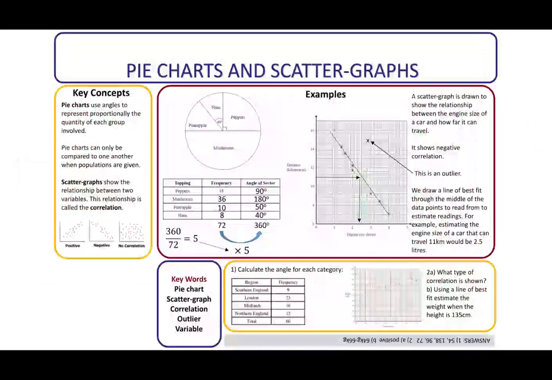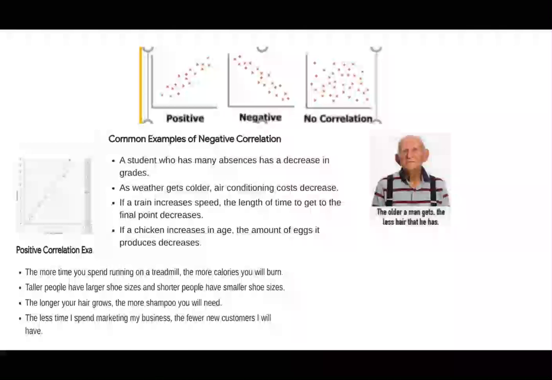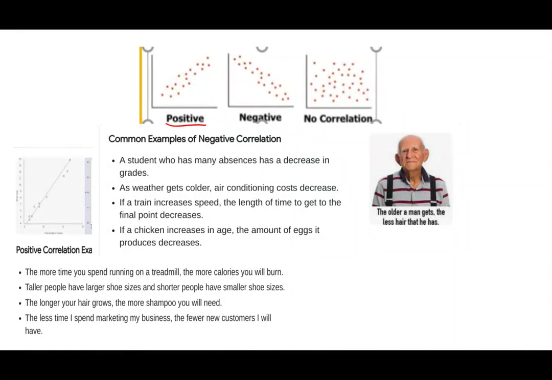Now first I want to show you the different types of correlation. So there's positive correlation, negative correlation, and there's also no correlation.